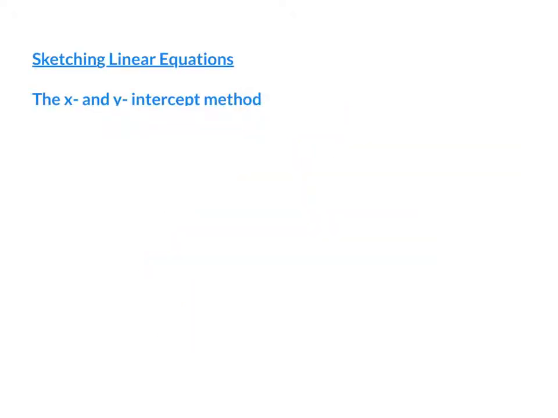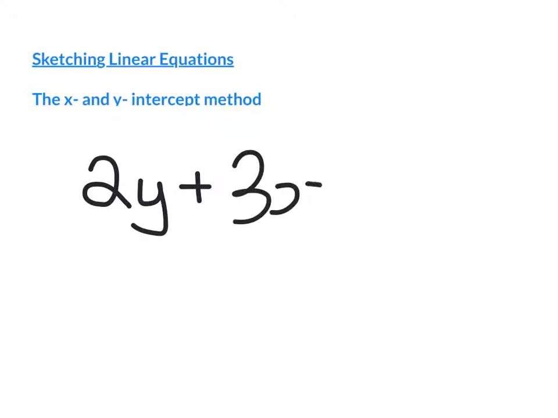Today we're going to have a look at sketching linear equations, and in this tutorial we're going to look at the x and y intercept method. So we're going to start off with a linear equation, and for today's example we're going to look at 2y plus 3x is equal to 6.